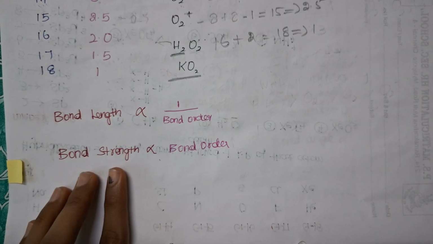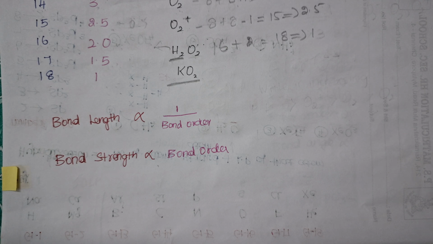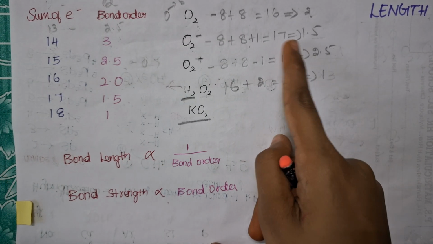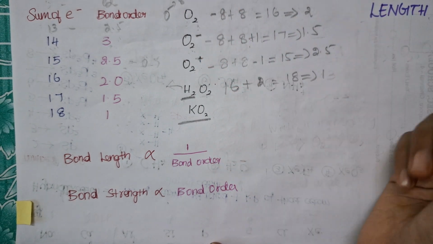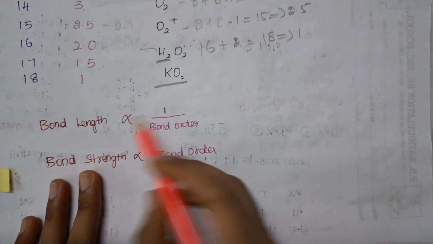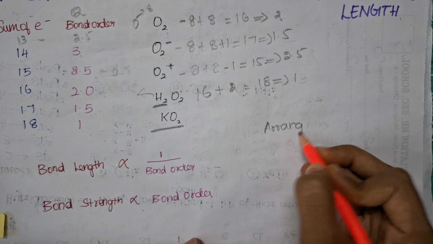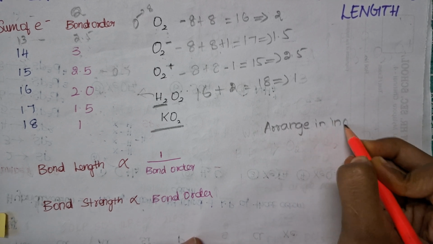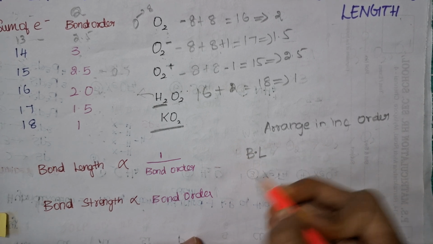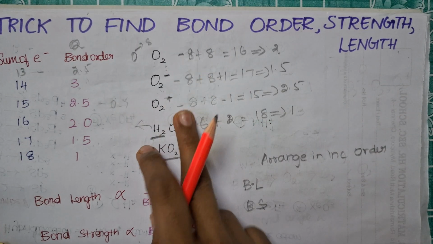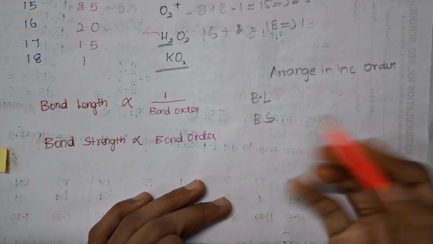Now let's see how to calculate the bond length and bond strength using this trick. Let's say I am having a question: arrange in increasing order of bond length and bond strength for these three. We calculated the bond order for these three, right? So let's see how to calculate the bond length and bond strength.